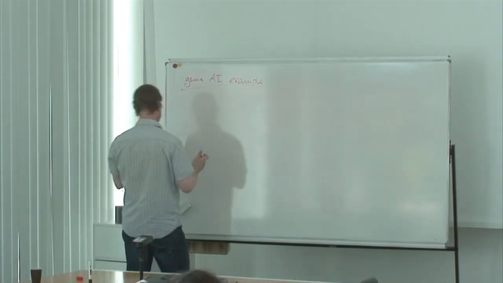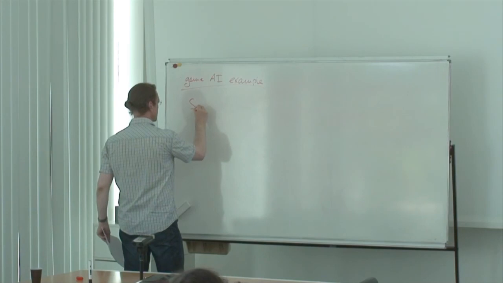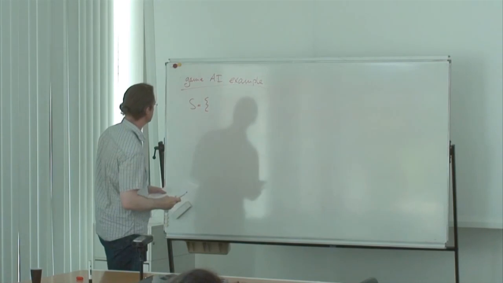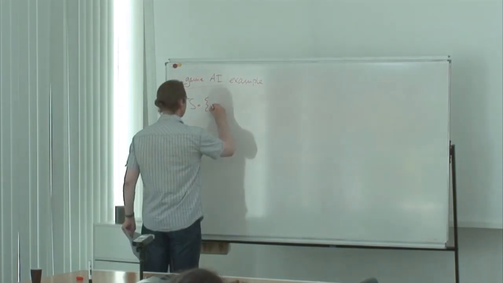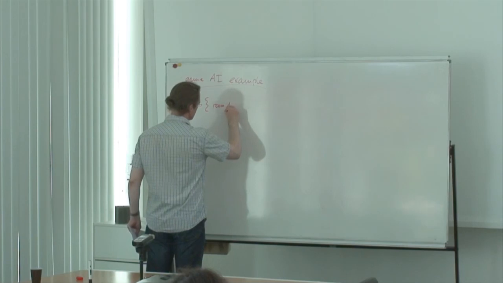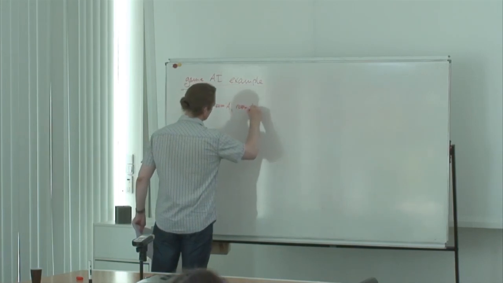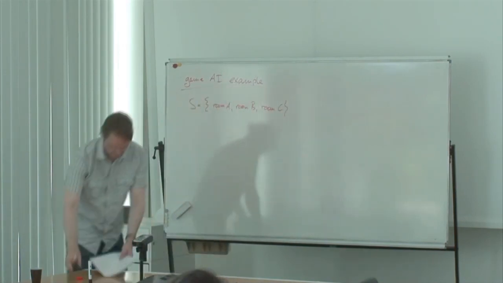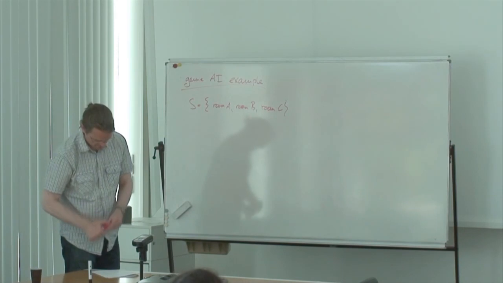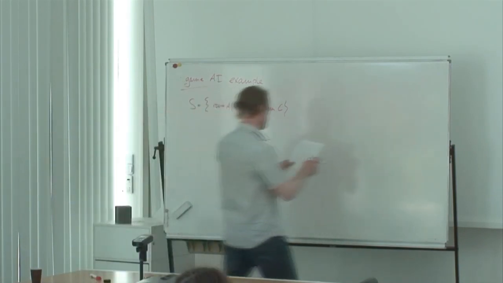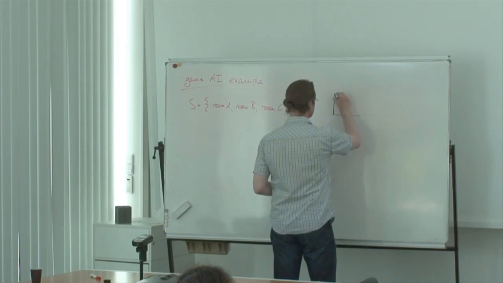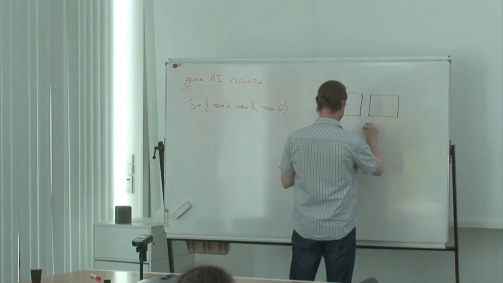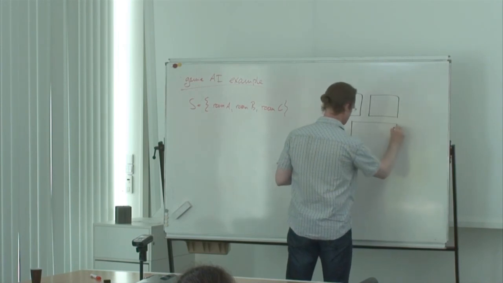Let us assume that we have a state space S, and that is basically consisting of three states. Let me say room A, room B, and room C. So another dungeon example, probably. Let me draw you a part of a game map. So we have this, and this, and I don't know, something like so.